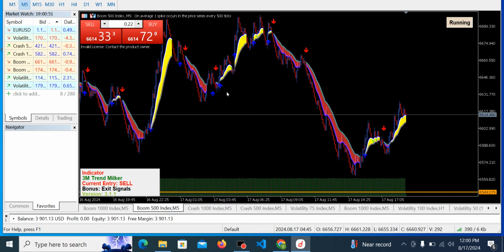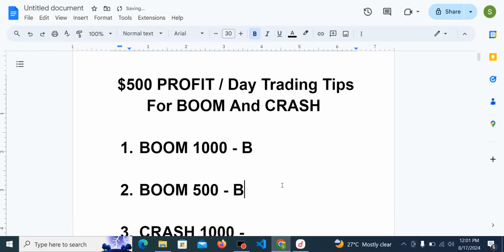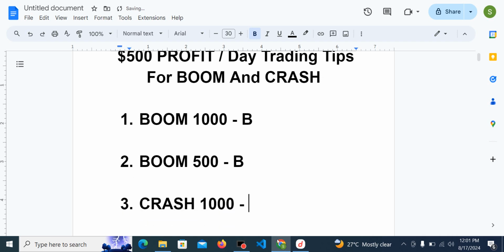Okay, so the next asset is going to be Boom 500. It started a downtrend from here. You can see the downtrend signal, and of course the sell signals, and of course it's kept on selling till it got to this region. So right from there it has started an uptrend, and it is buying at the moment. So this is going to be more of a buying opportunity than a selling opportunity.